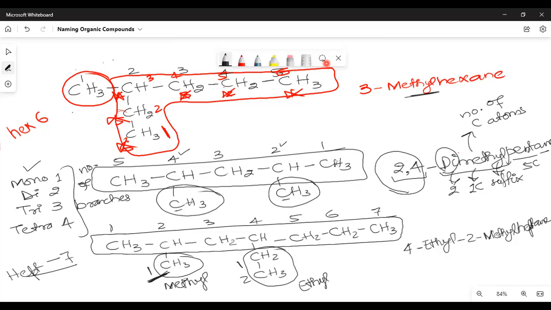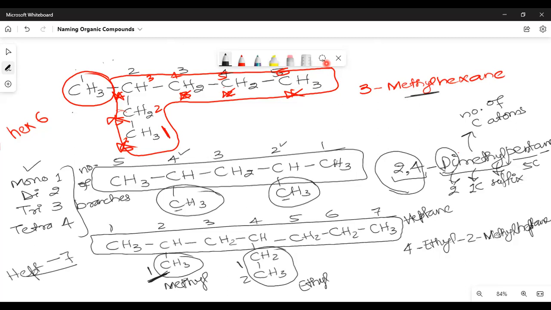This one is ethyl. Ethyl is connected to the fourth carbon atom. Methyl is connected to the second carbon atom. And then the entire parent chain has 7 carbon atoms. So this parent chain is named as heptane. So we connect all the parts, 4 ethyl, 2 methyl, and heptane. That's what's written over here. Make sense? Or is it still confusing? Yeah, it's confusing.